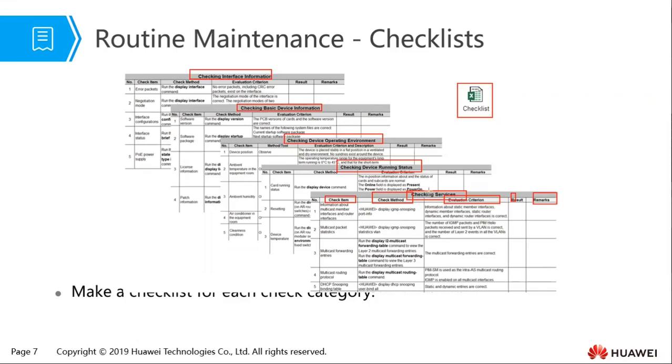So for example, here we're checking the services. And for example, here we are checking multicast packet statistics by using the command display igmp snooping statistics vlan. So you'll be able to come up with what you've really been able to observe. For example, the number of IGMP packets and PIM hello packets received and sent by a VLAN is correct, and the number of layer 2 events in all the VLANs is correct. So those are some of the things that you can really report on.